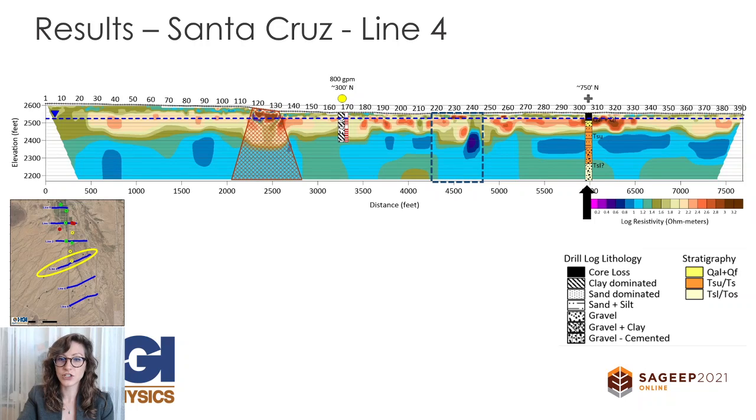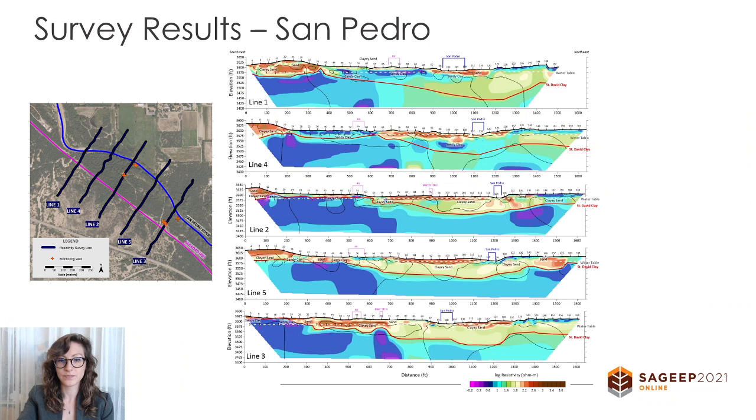The electrofacies identified in the Santa Cruz project can further inform the mapping of the historical headcut and potentially areas of better water resource extraction, as inferred from the production capacity of current wells. We'll explore this further in the San Pedro example.